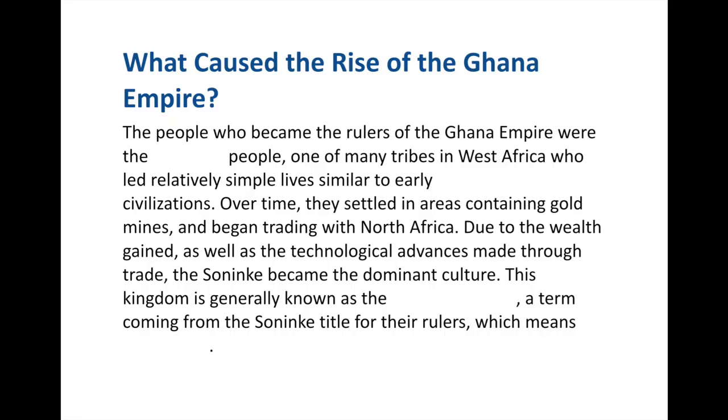But we need to find out who the actual people group are. Well, the people who became the rulers of the Ghana Empire were known as the Soninke people. And they were one of many tribes in West Africa who led relatively similar lives, similar to early agricultural civilization, mainly because the opportunities for trade with more advanced civilizations weren't really there. Whereas in the Fertile Crescent, you had all these connections. West Africa, they didn't really do it, so they kind of developed on their own.